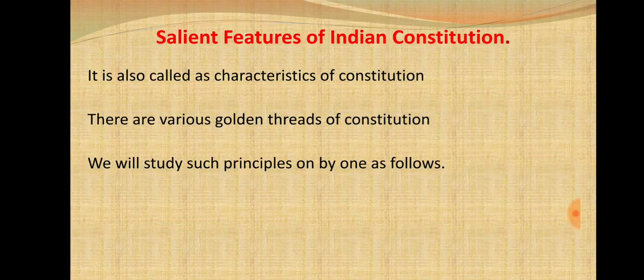Salient features of the Indian Constitution. Friends, now we will discuss what is meant by salient features. Salient features are also called characteristics of the Indian Constitution. There are various golden threads of the Constitution. We will discuss such principles one by one as follows. So the Indian Constitution has some characteristics, salient features or essential elements. These essential elements are very important from the point of view of our knowledge and exams.